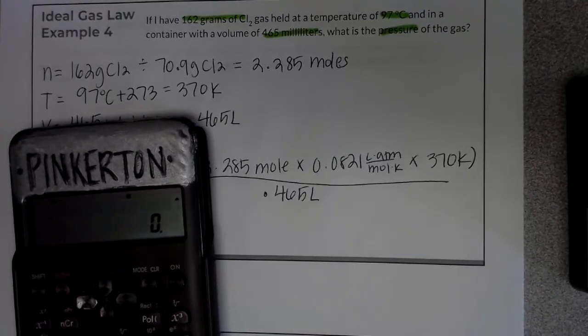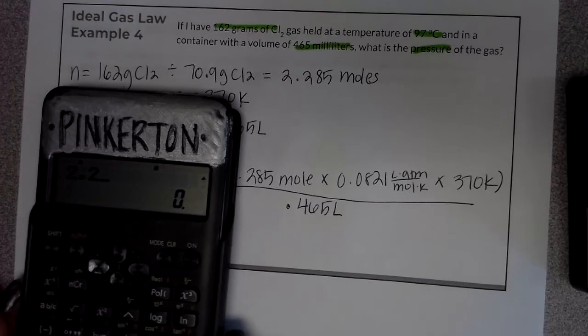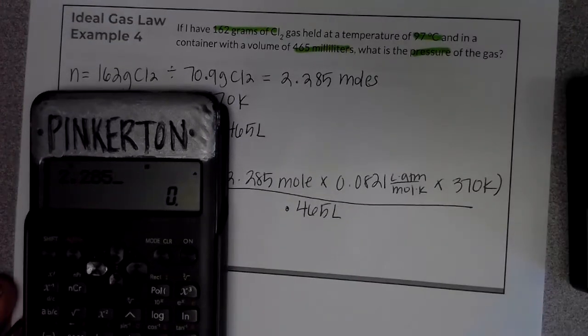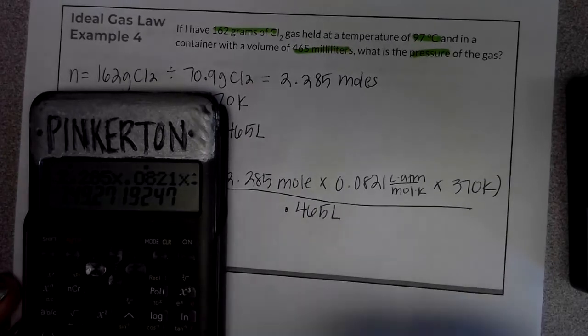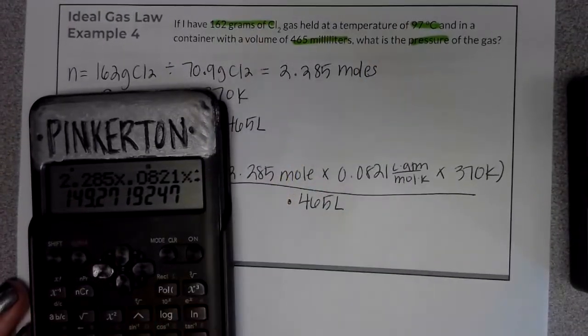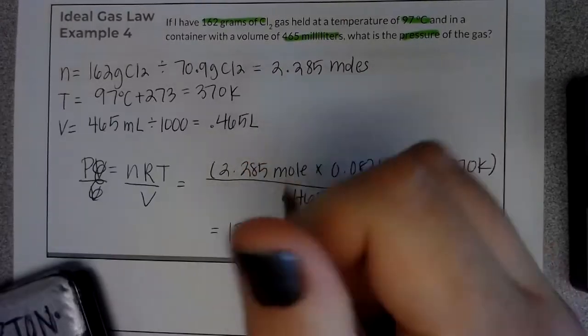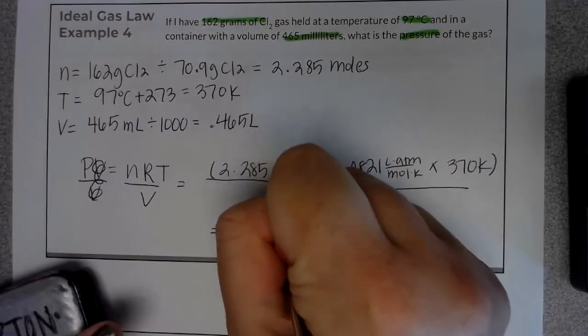All right. So 2.285 times 0.0821 times 370 divided by 0.465 gives me this big old long number. I'm looking for two significant figures, so we'll round that to 150 atmospheres.